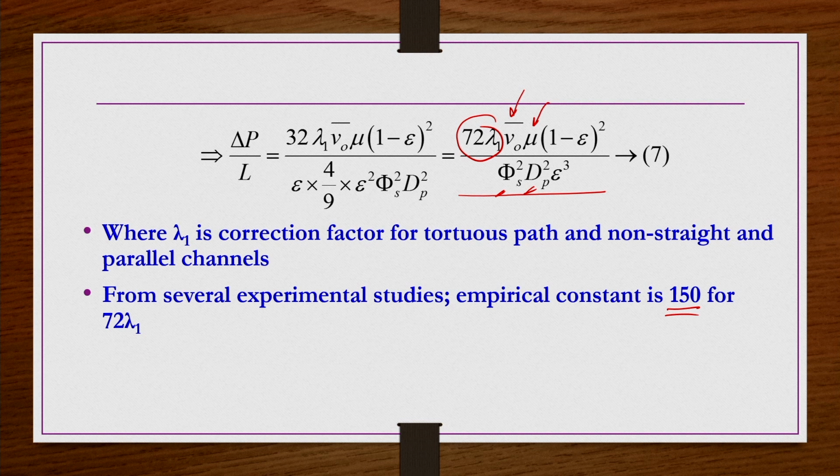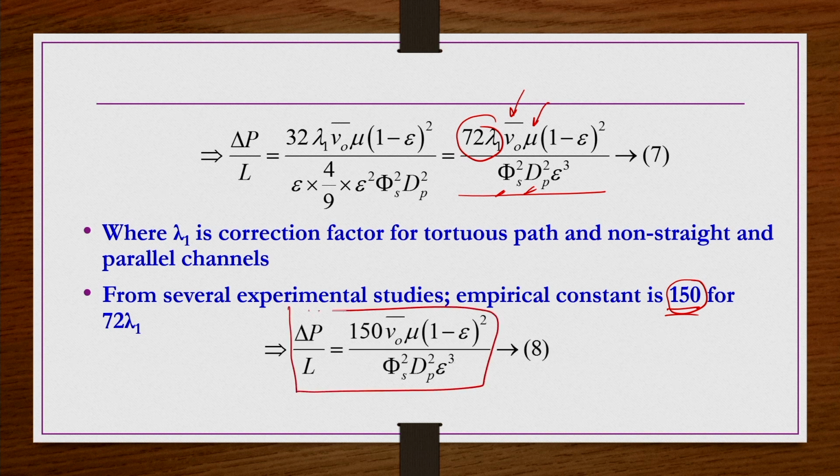So, you do the experiments and try to maintain the laminar flow conditions. Then if you represent your results as delta P by L as a function of these parameters, you will get 150 V naught bar mu (1 minus epsilon) whole square by pi s dp square epsilon cube. Theoretically, whatever values you get for the other things, if you calculate, that constant comes out close to 150, the experimental value.